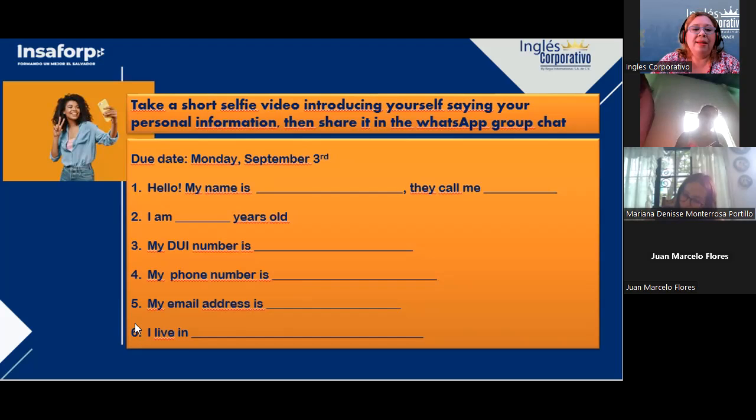Then, number six, I live in. Esa sí no les había dicho. I live in significa en donde yo vivo. For example, I live in San Salvador. I live in Santa Tecla. I live in Soyapango. I live in Ilopango. I live in San Miguel. Okay, the main city, where you live. Not exactly the address. No la dirección. It's too sensitive, all right? Solo vamos a decir the city where we live.